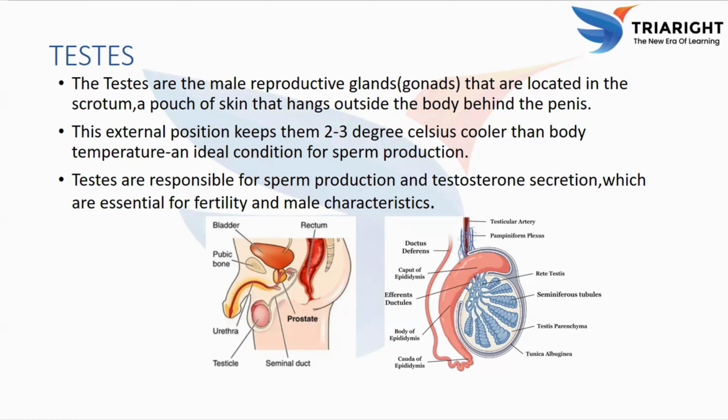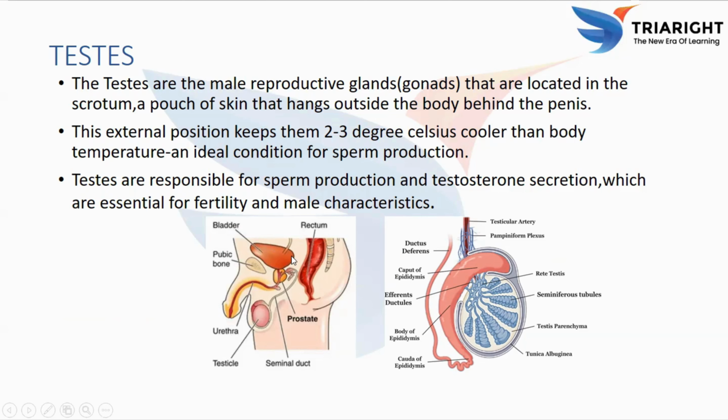The testis has two major functions. What are the two major functions? It produces sperm cells, which are helpful in reproductive function. It also secretes the male sex hormone, mainly testosterone, which is an endocrine function. These hormones are essential for the development of male reproductive organs, the secondary sexual characteristics and spermatogenesis. Spermatogenesis is the process of formation of sperm. So these hormones secreted by the testes are useful for spermatogenesis.